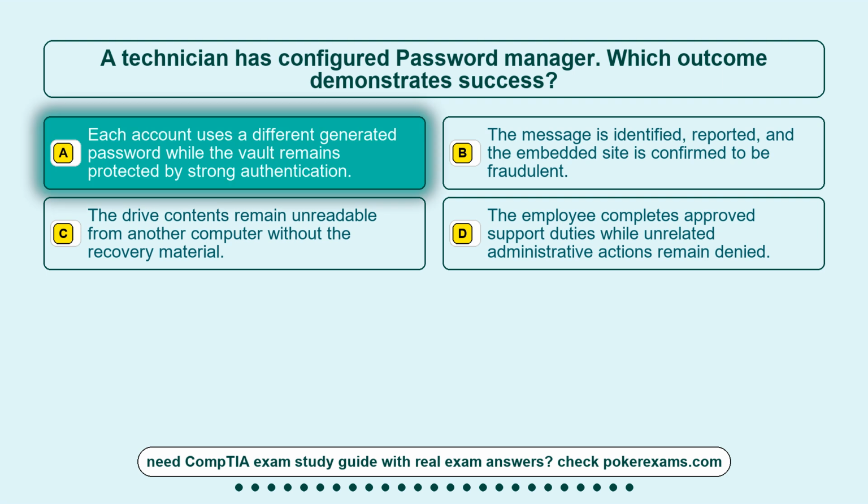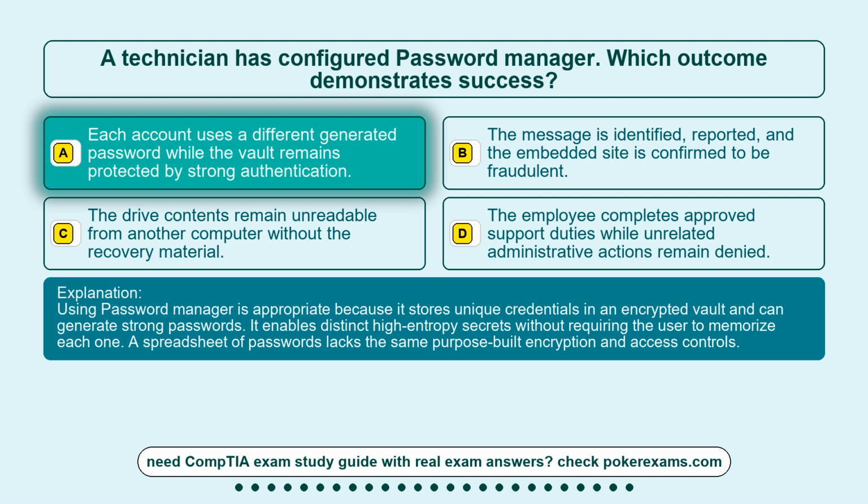The correct answer is option A. Each account uses a different generated password while the vault remains protected by strong authentication. Using a password manager is appropriate because it stores unique credentials in an encrypted vault and can generate strong passwords. It enables distinct high-entropy secrets without requiring the user to memorize each one. A spreadsheet of passwords lacks the same purpose-built encryption and access controls.